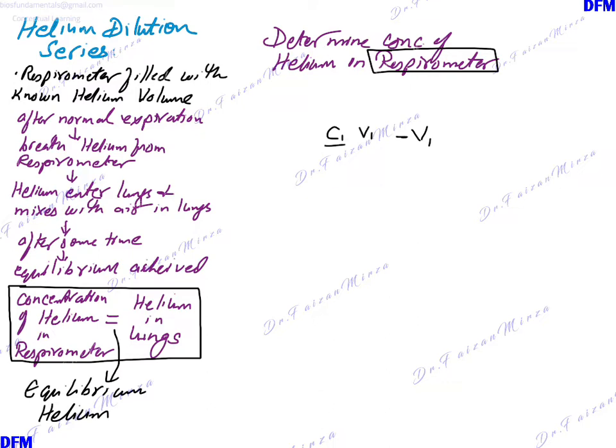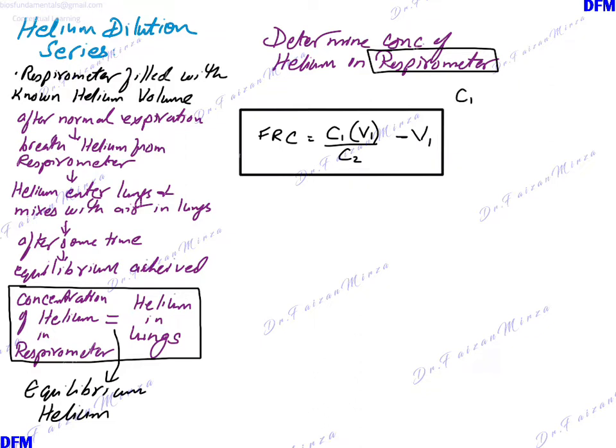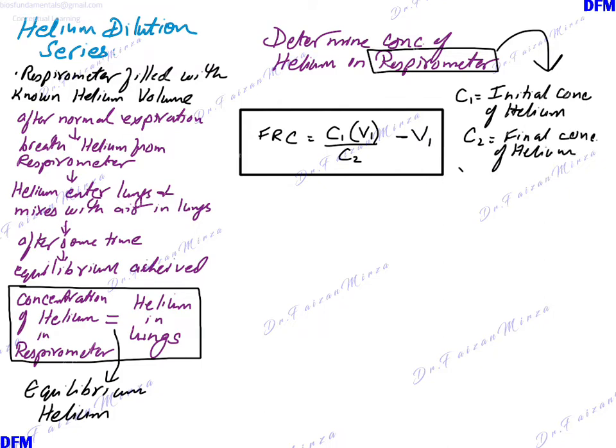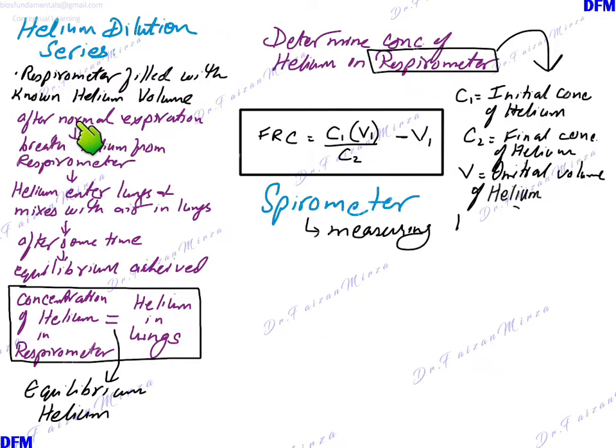The formula for calculating FRC, the functional residual capacity, here is C1 times V1 divided by C2, subtracting V1 from it, where C1 is the initial concentration of helium that we took from the respirometer, C2 is the final concentration of helium again in the respirometer, and V1 is the initial volume of helium that we filled here in the known quantity.